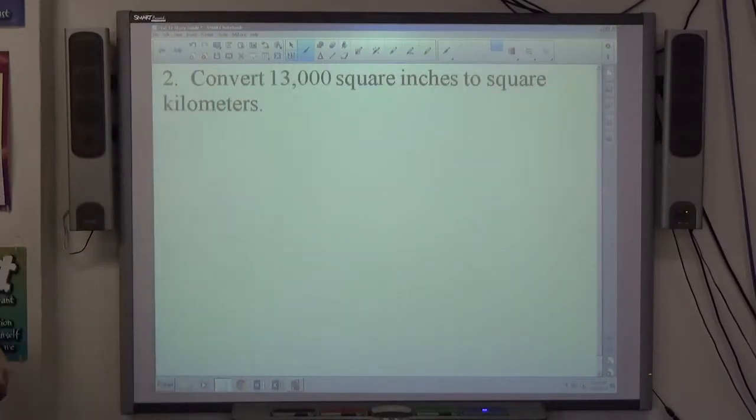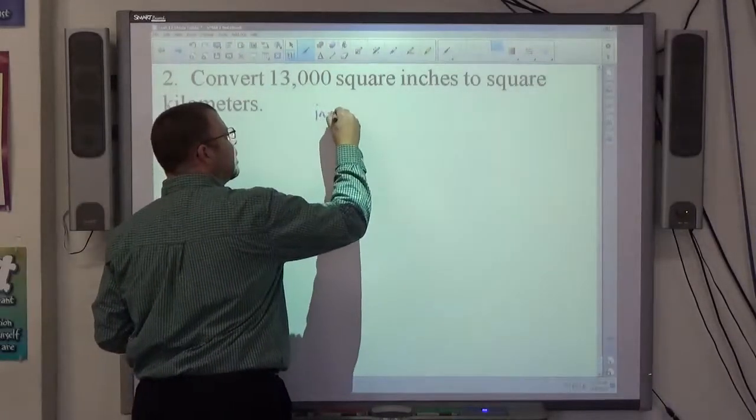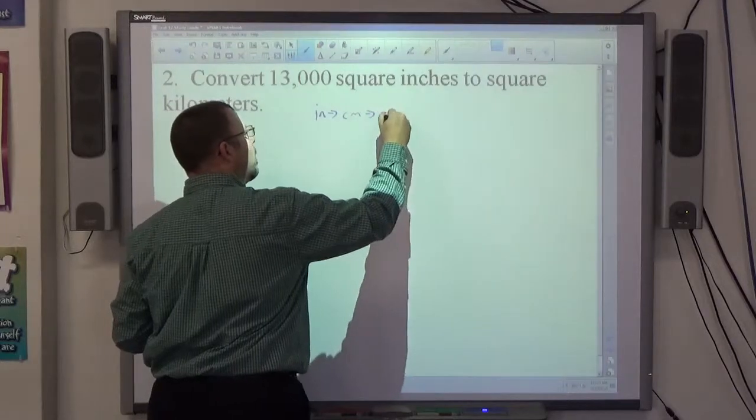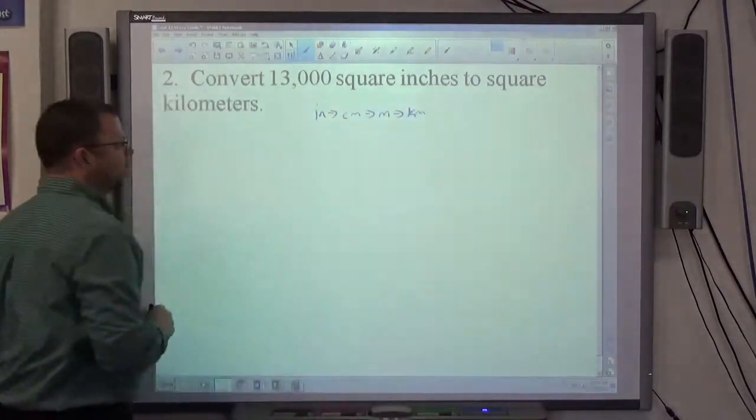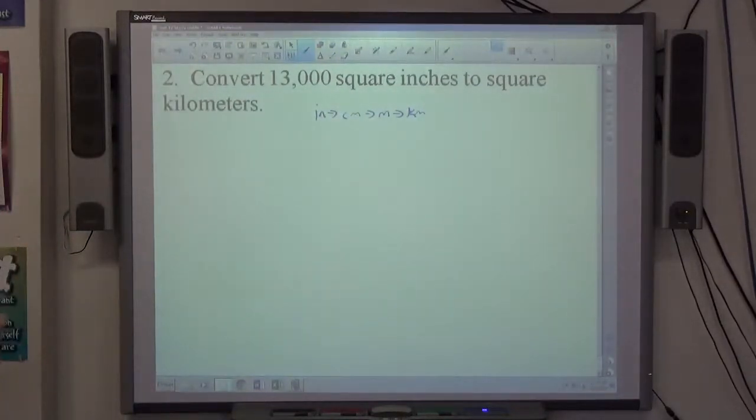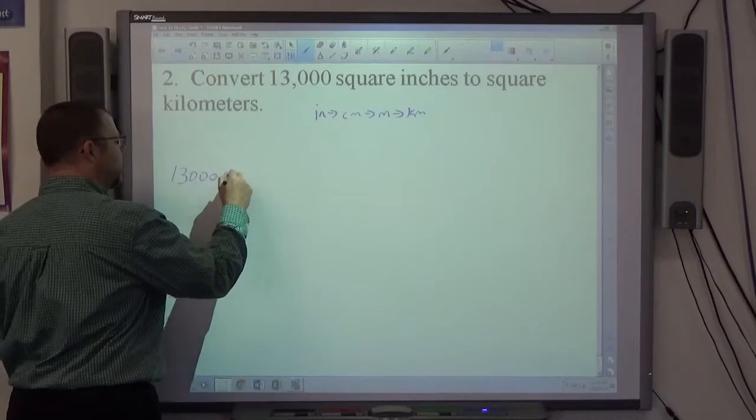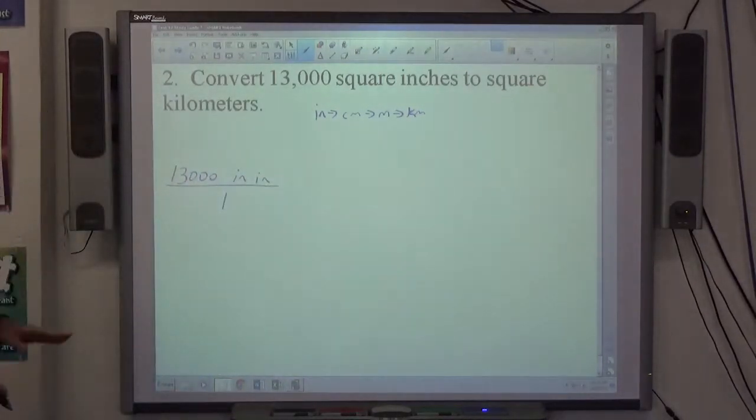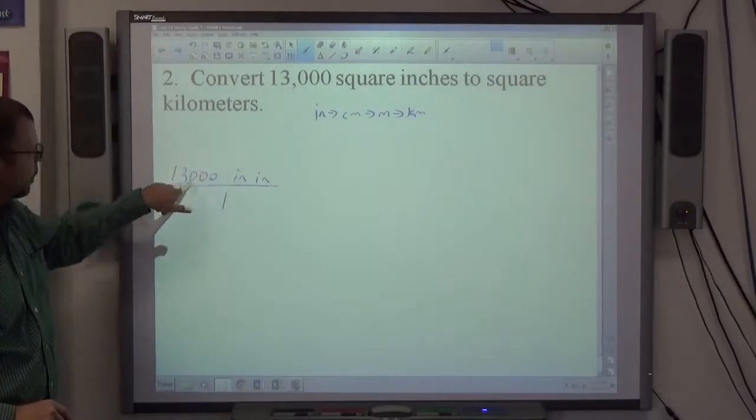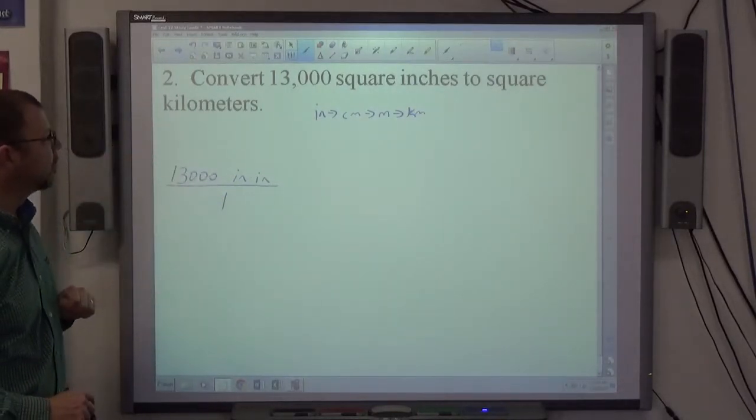Number 2, convert 13,000 square inches to square kilometers. And the path I'm going to go is inches to centimeters to meters to kilometers. And we know facts about all these things. They're on our formula sheet you'll get to use during the test. 13,000 square inches goes over 1. And keep in mind, inches squared, 13,000 is not. So 13,000 happens once, it's inches, inches.